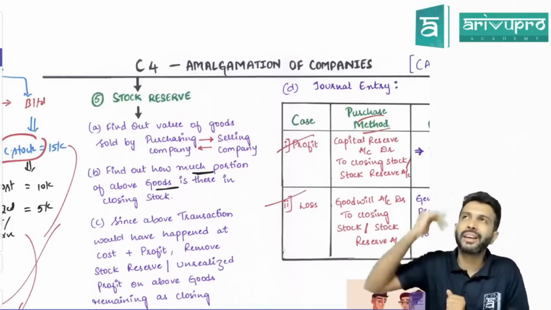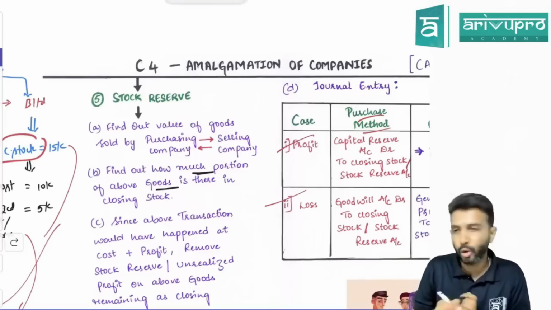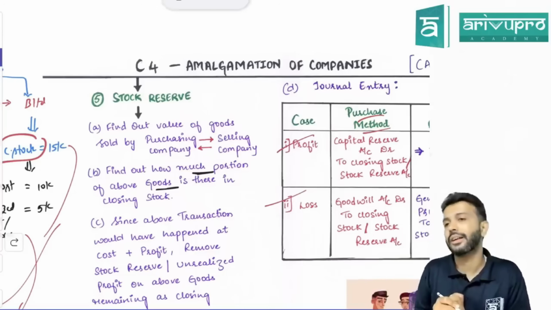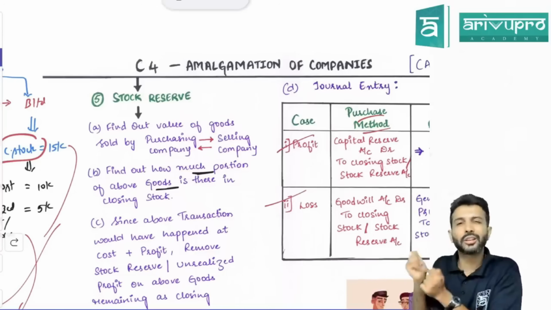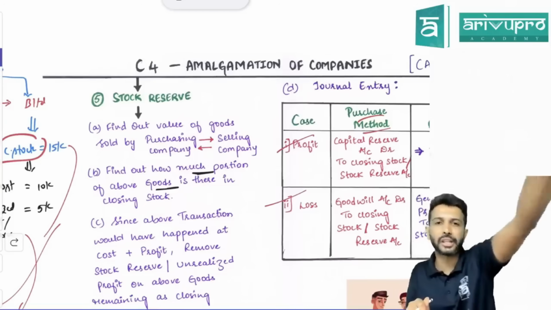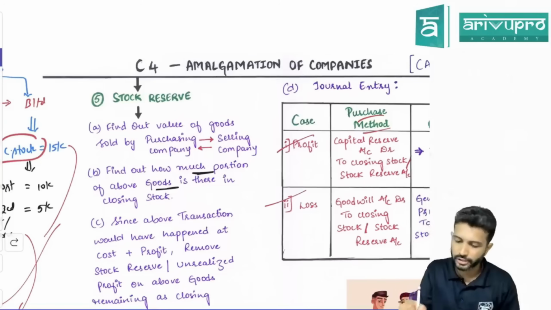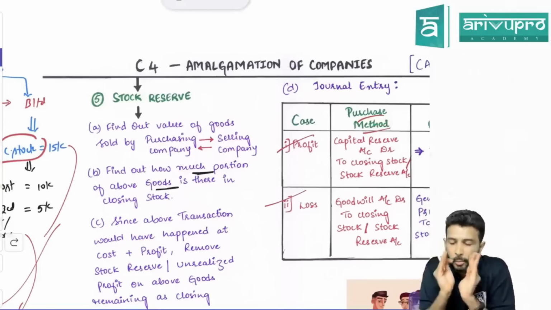So the journal entry will be capital reserve account debit to closing stock, or you can write stock reserve. Even if you use stock reserve, the stock reserve will finally be reduced from the balance sheet under closing stock itself. The choice is yours. This is about the profit scenario.